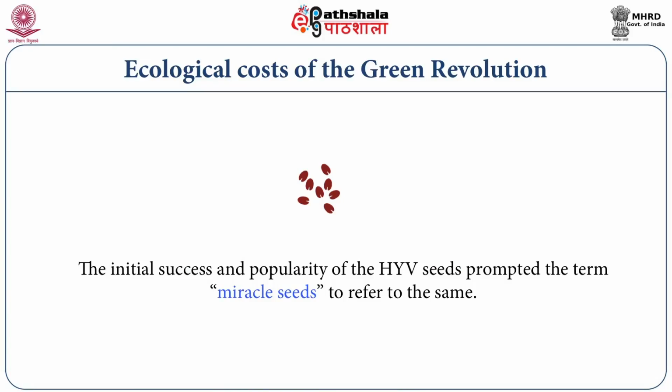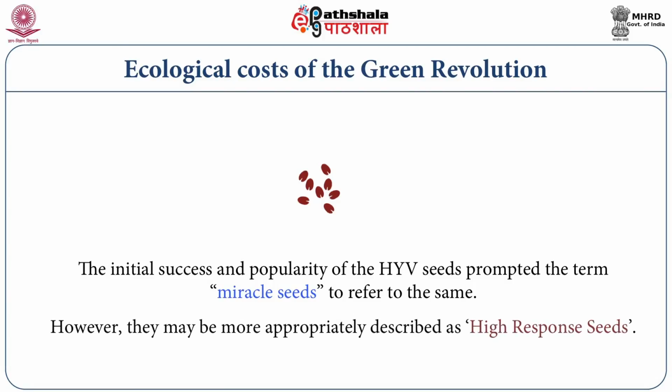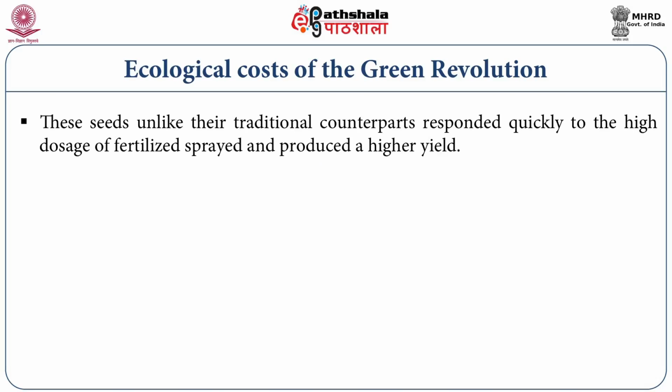Aside from displacing traditional systems of knowledge and even eliminating subsidiary means of livelihood for peasant families, the changes to agricultural practices during this period saw a transformation in the soil and air quality. In other words, in the ecosystem itself. The initial success and popularity of high yielding variety seeds prompted the term miracle seeds to refer to them. However, they may be more appropriately described as high response seeds. These seeds, unlike their traditional counterparts, responded quickly to the high dosages of fertilizers sprayed and produced higher yields.